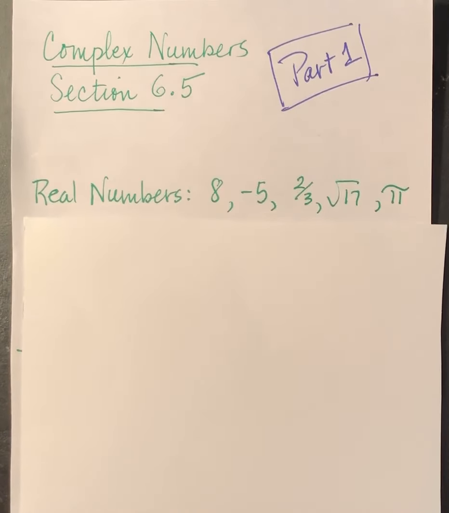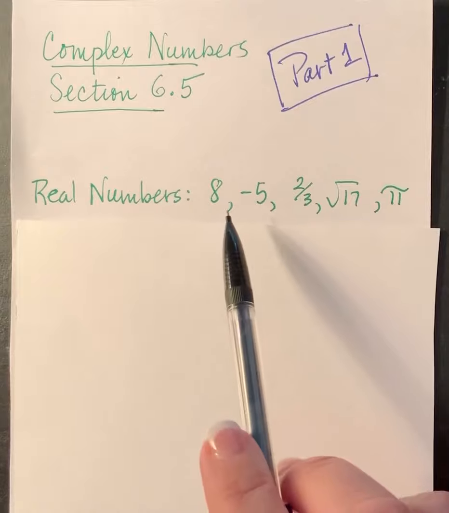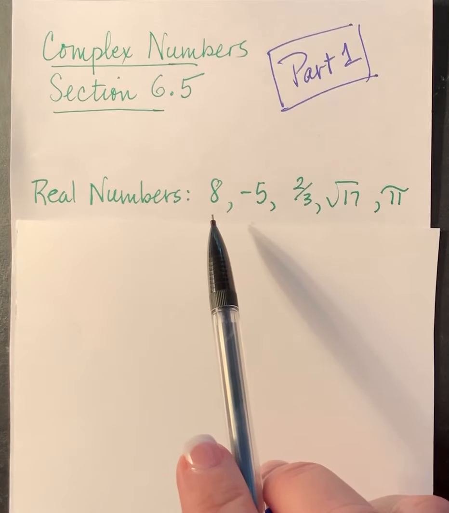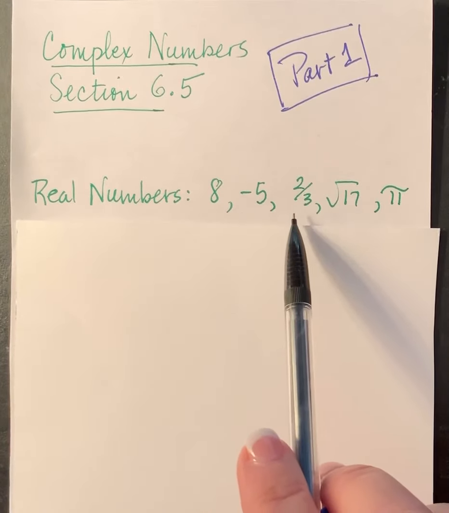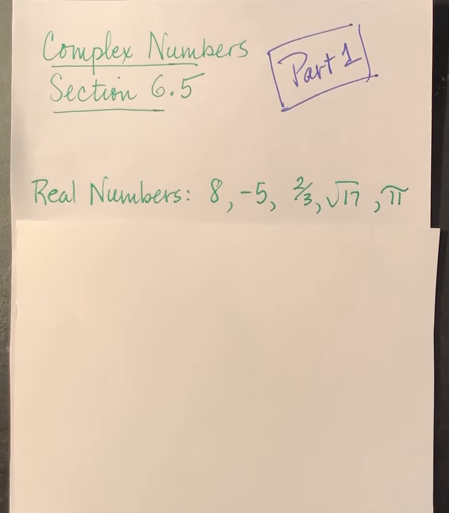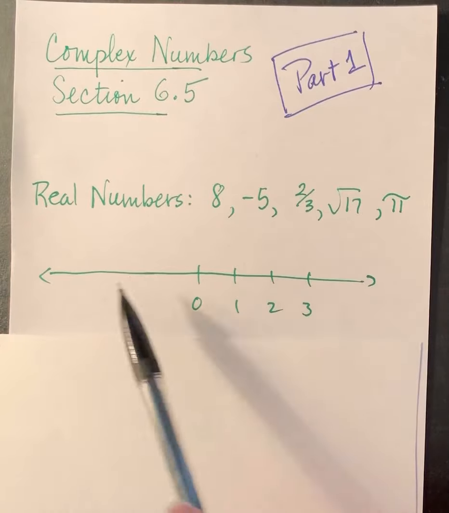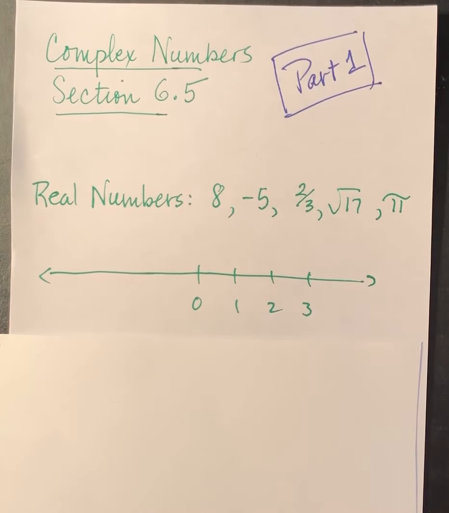All right, so first of all, let's just talk about real numbers, which is the set of numbers that we work with the majority of the time. There's lots of types. You have whole numbers and integers, rational, irrational. All of these make up real numbers, and any of these could be represented by a point on the real number line. All right, so each one of these does have a location on the real number line.